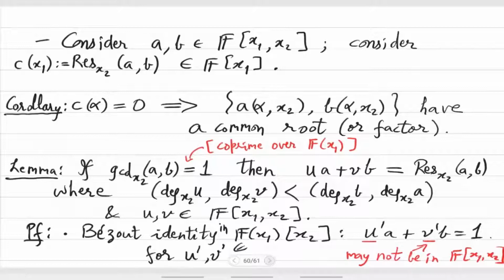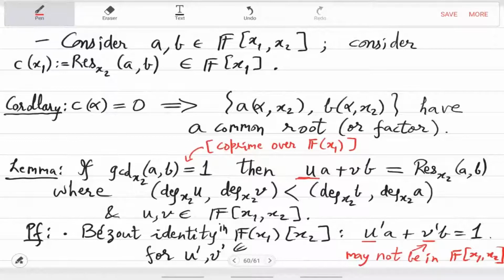In other words, the resultant is in the ideal of A comma B, and remember that the resultant is a univariate in x1. It eliminates x2. So we showed that. Any questions about this? So this is what we have done. We have shown that the resultant is in the ideal of A, B, and we are also degree limited, as in the Euclid algorithm case.